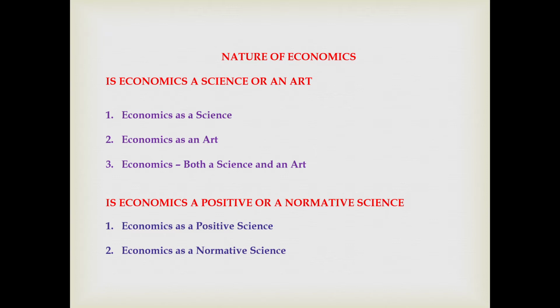Now let me move to the second question: is economics a positive or a normative science? The first one is economics as a positive science. Positive economics deals with what is, or how an economic problem facing a society is actually solved. Professor Robbins held that economics was purely a positive science. According to him, economics should be neutral or silent between ends. That is, there should be no desire to learn about the ethics of economic decisions.